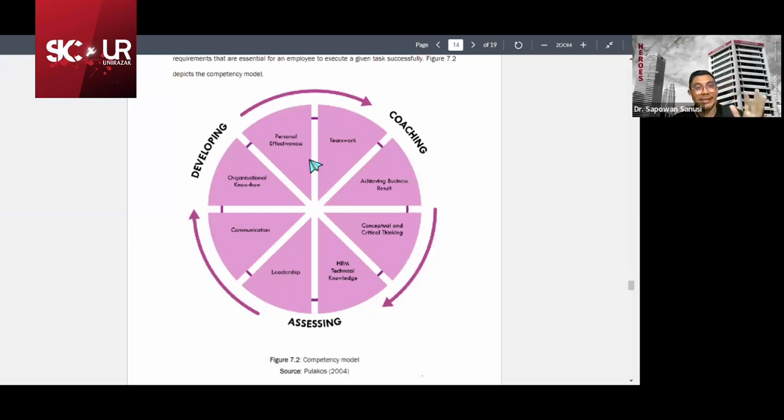So you can see how tedious HR is. Penat. Betul penat tak HR ni? Penat kan? Tedious, very tedious. It's not a straightforward punya kerja.